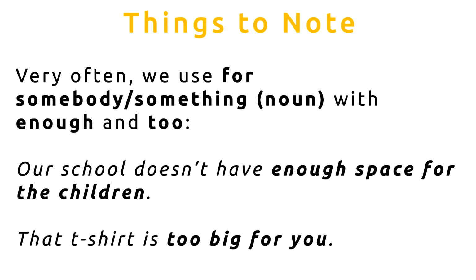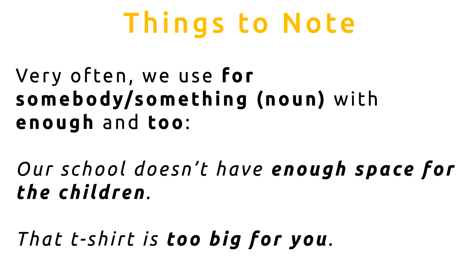Here's the next thing that we have to note. Very often we use for somebody or for something, which is a noun, with enough and too. So look at this example using enough. Our school doesn't have enough space for the children. So for is talking about who the problem affects. It affects the children.